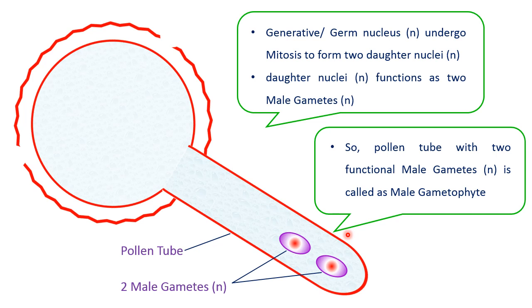So the pollen tube with two functional male gametes, which are haploid, is known as male gametophyte. So this is all about the development of male gametophyte in plants. So in this lecture, we have discussed the process of microsporogenesis, types of tetrads, structure of pollen grain, and development of male gametophyte.